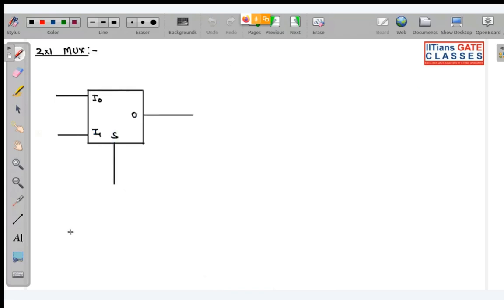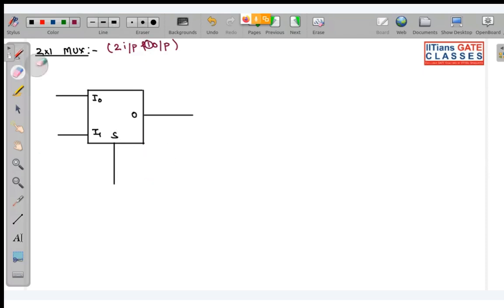So now the first example is the 2 cross 1 mux. Everything here is binary. This is a 2 cross 1 mux. Why? Because here we have 2 inputs and one output. It's not that we have one selection line for that. No, we have two inputs and one output. So this selection line can have how many values? It can be either 0 or 1. So S has possibly two states.